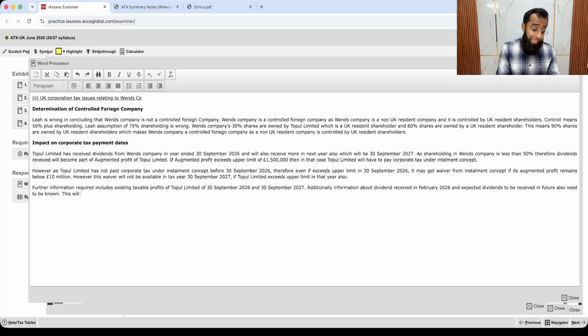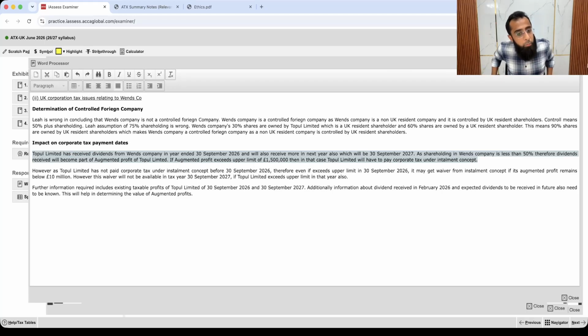This will help in determining the value of augmented profits. Because you just told me to make commentary, so I commented that maybe the dividends are big enough that my augmented profit exceeds the upper limit, but how much is the dividend? How much is the taxable income? Tell me that.